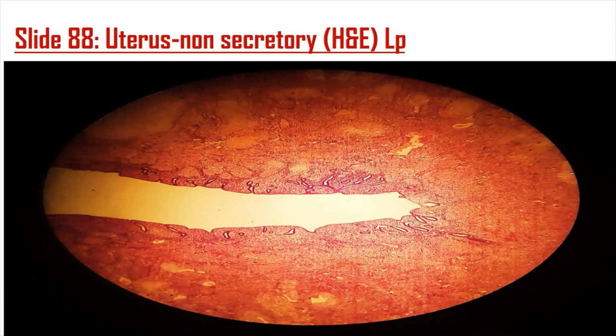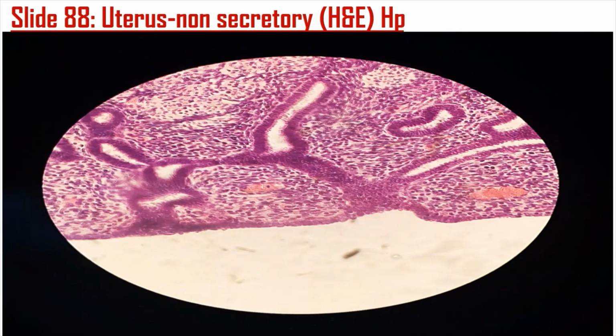As you can see, this is a gland, and this is branched. This is a gland, this is a gland. These are glands here. You can't see the epithelia that lines these glands because this is at low power. At high power, this is how it appears. So this is the uterus at a non-secreting stage.